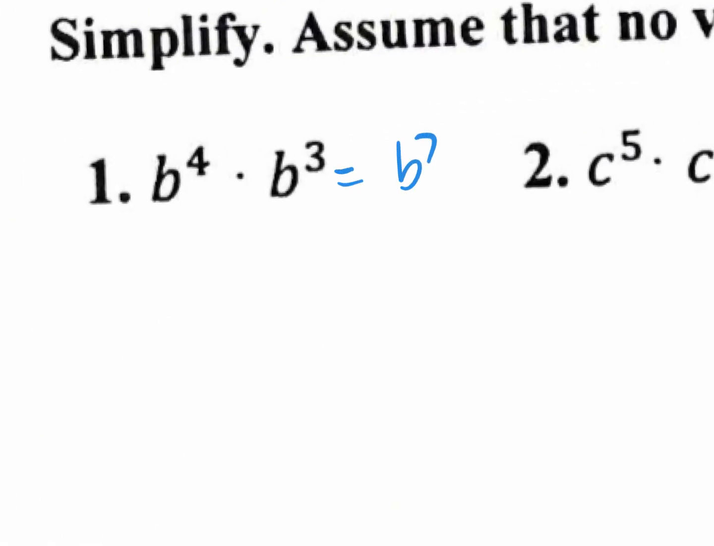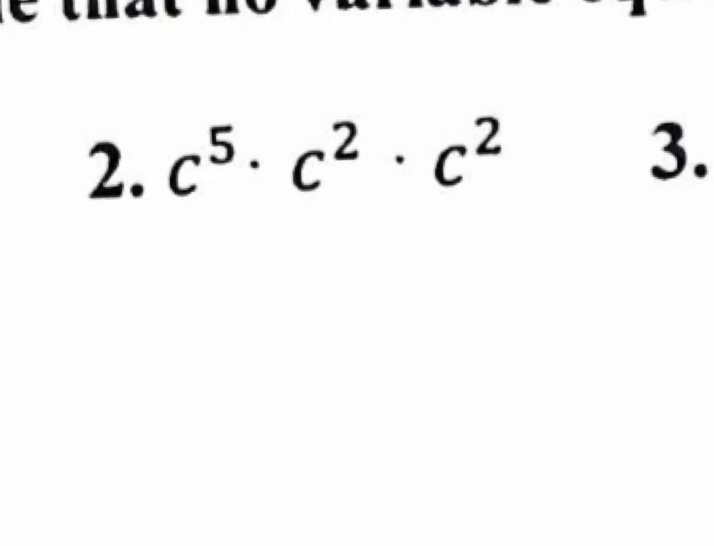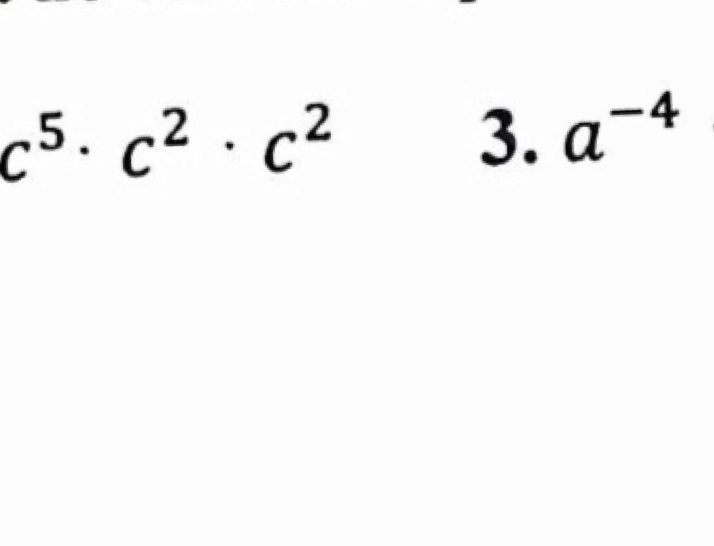Rule 1, what's the answer? B to the 7th, piece of cake. Number 2, what's the answer? C to the 9th. You simply add them, right? I'm not even going to write the answer. You guys could do that.